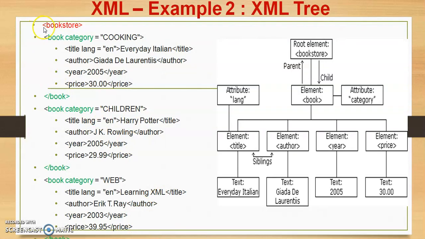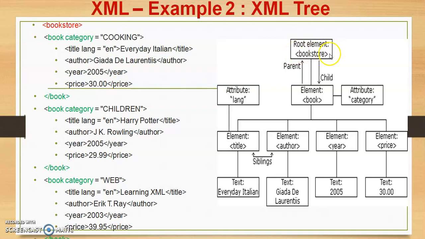Here the root element is bookstore. Inside the bookstore root element you have the book element with the attribute category, and the value is cooking specified in double quotes. Inside the book element, the child elements are the title tag, author tag, year, and price. So this XML document is picturized as a tree-like structure, which is called the XML tree.